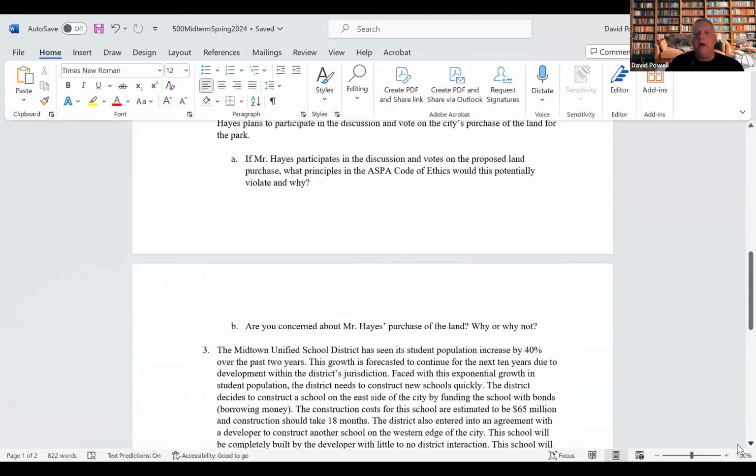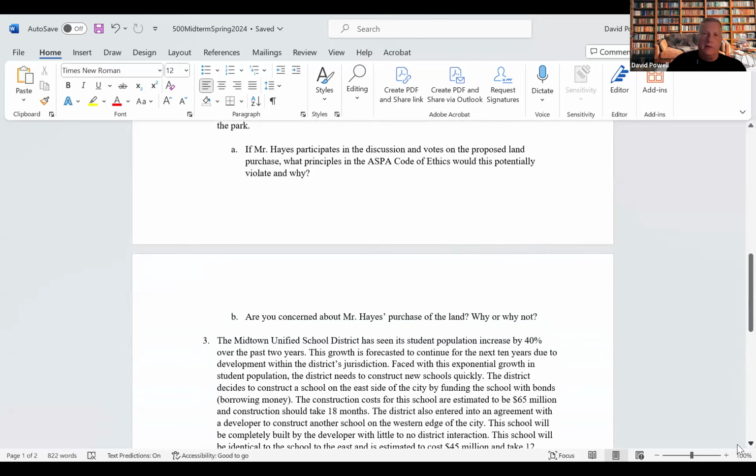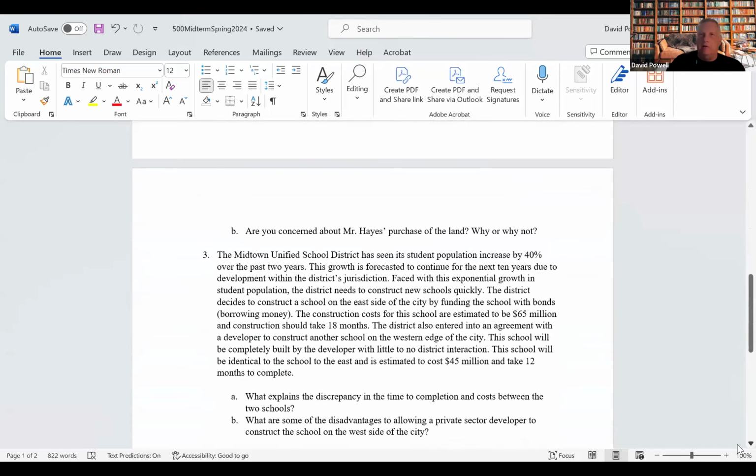And then in 2B, are you concerned about Mr. Hayes' purchase of the land? Why or why not? So again, this kind of tracks with our discussion of Tammany Hall and the passages that I shared with you from George Washington Plunkett's memoirs about him doing a somewhat similar thing, and then what types of the principles in the ASPA Code of Conduct would be violated by this action. So that's your accountability and ethics scenario. And then we have scenario number 3.